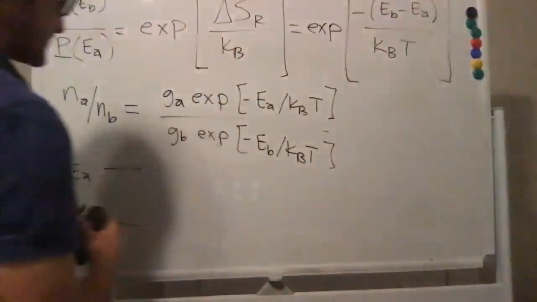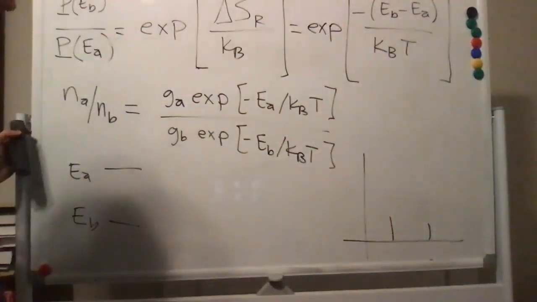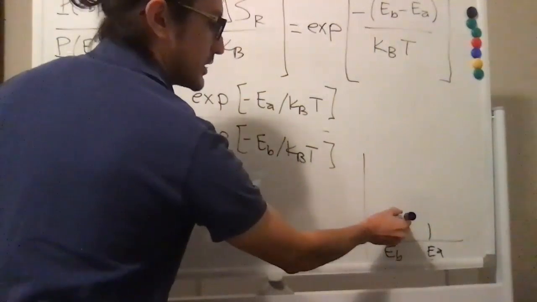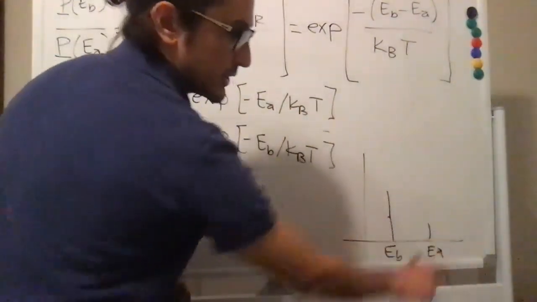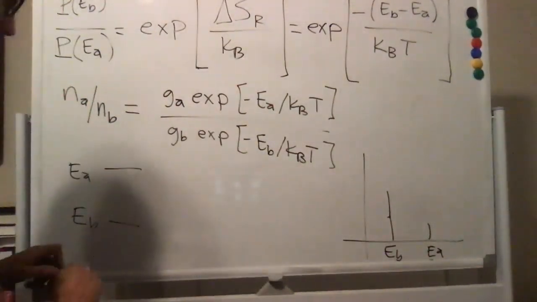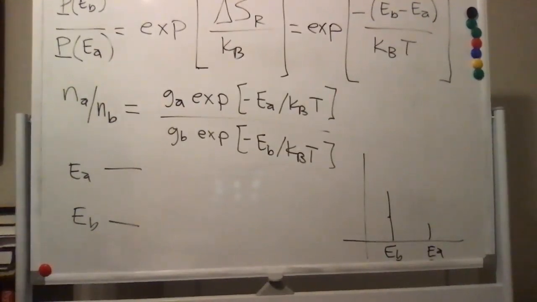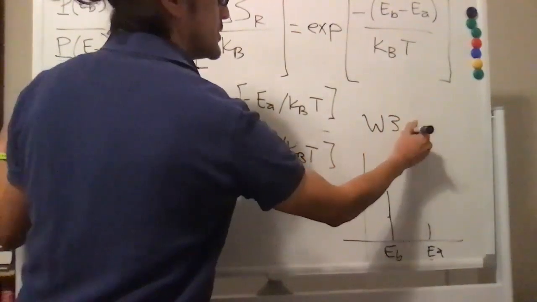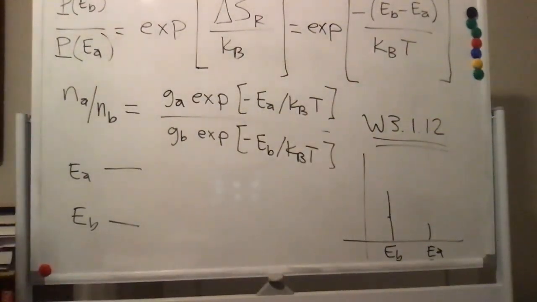So if you have only two states, then your density of states may look like that. Or they could be different. Maybe you can accommodate two photons or two particles in your lower energy state and only one in your higher energy state. This will depend on the particular system that you're studying. But this is general. And that one is, this is Weinberg 3.1.12. Okay.